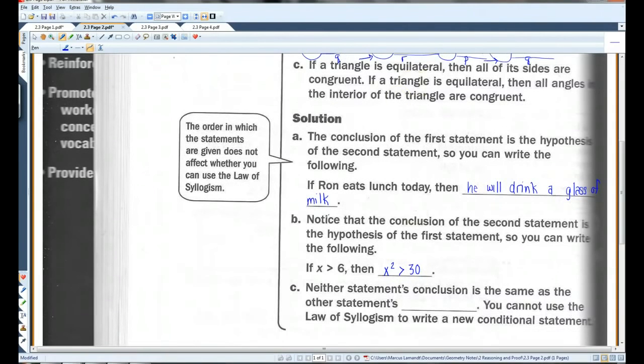Okay. So third one: if a triangle is equilateral, then all of its sides are congruent. If a triangle is equilateral, then all angles in the interior of the triangle are congruent. Now, notice that neither statement's conclusion is the same as the other statement's hypothesis.